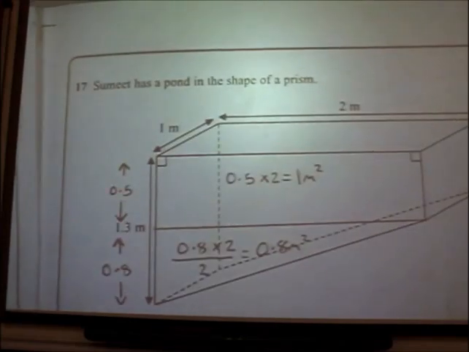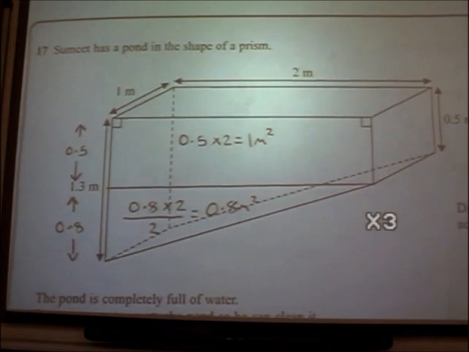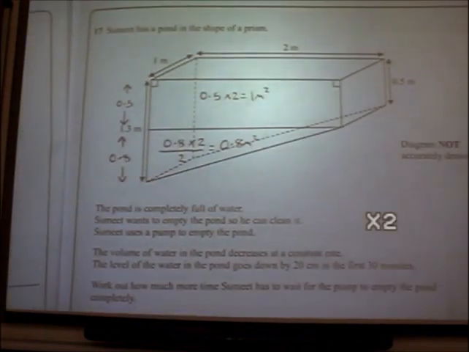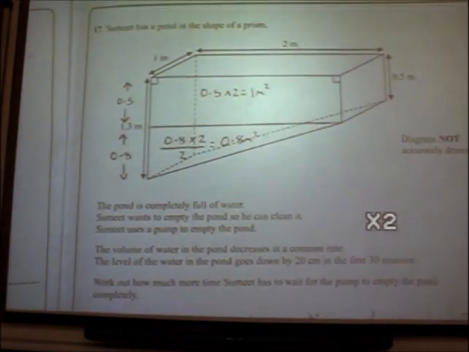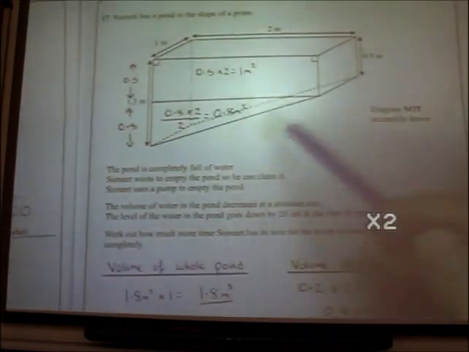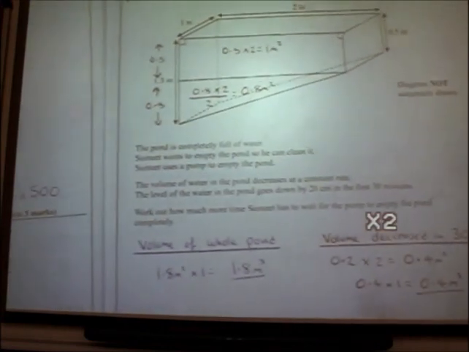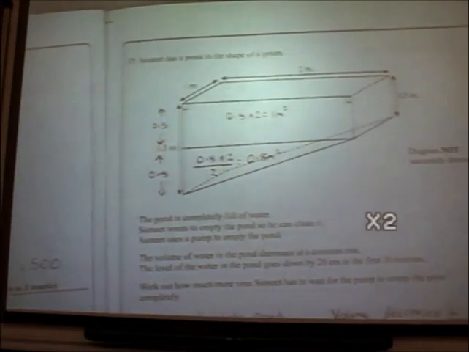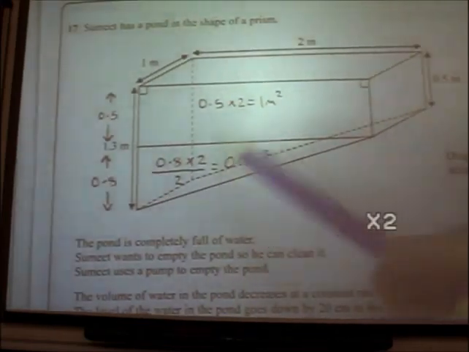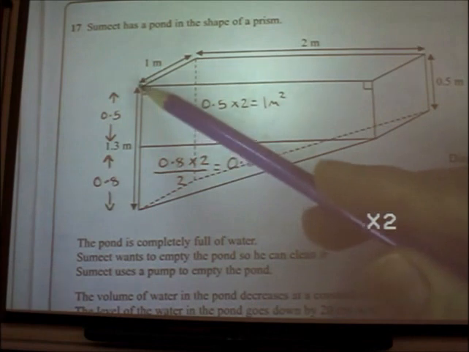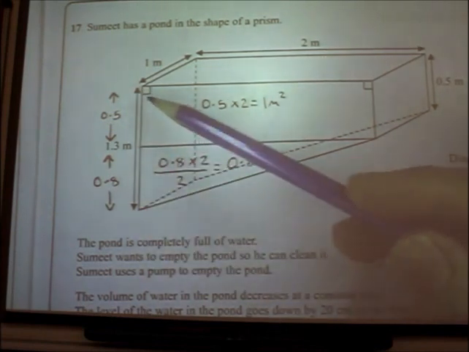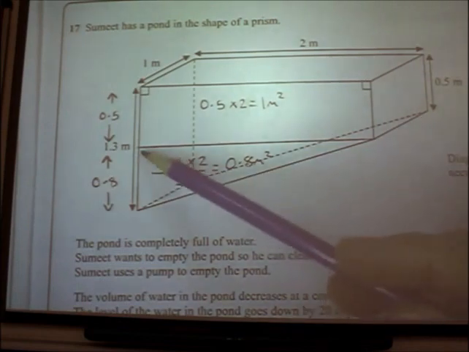Question 17. Next one. There's a pond and he's going to empty it and all the rest of it. But let's work out the volume of the pond first, because that's something we need to do. What I've done to work out the volume of the pond, I've split it up into 2 different shapes. There are other ways of doing it, but I find this one's the easiest to explain. First of all, this length here is 1.3. You know this bit is 0.5 because it says so over here. So this bit must be 0.8.